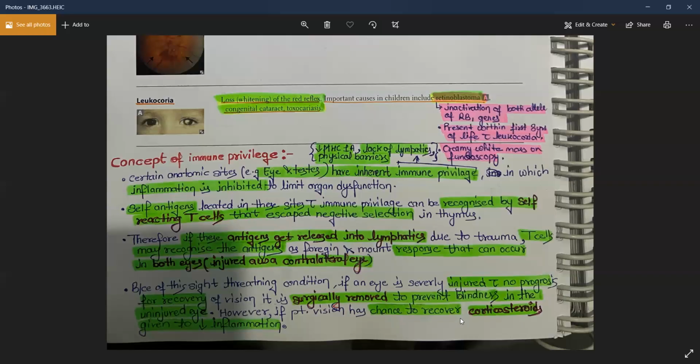Similarly, in the case of the eyes, once the cell knows that these antigens are present in the eye, they will start mounting that inflammatory response. And because of that, the barriers get damaged in both the eyes. And once the barrier gets damaged, these cells can enter the eye. They will again mount the inflammatory response and they will damage both the eyes after that.